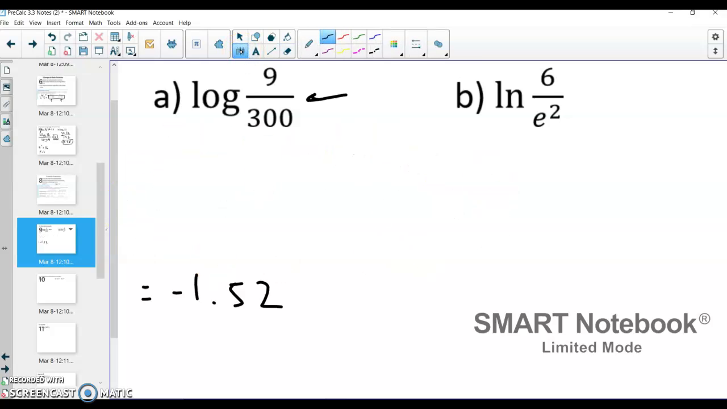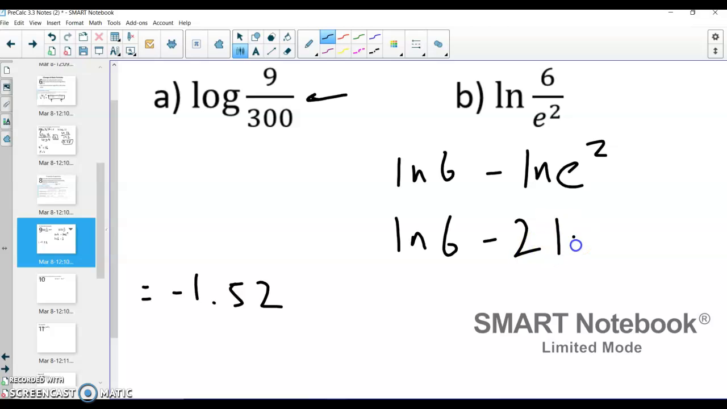And so this one here, again, it's division, so I can turn it into subtraction, and I get the ln of 6 minus the ln of e to the second power. Well, this we can keep simplifying. This turns into the ln of 6 minus 2 times the ln of e using the power rule, because it had a power up here that you can bring down.